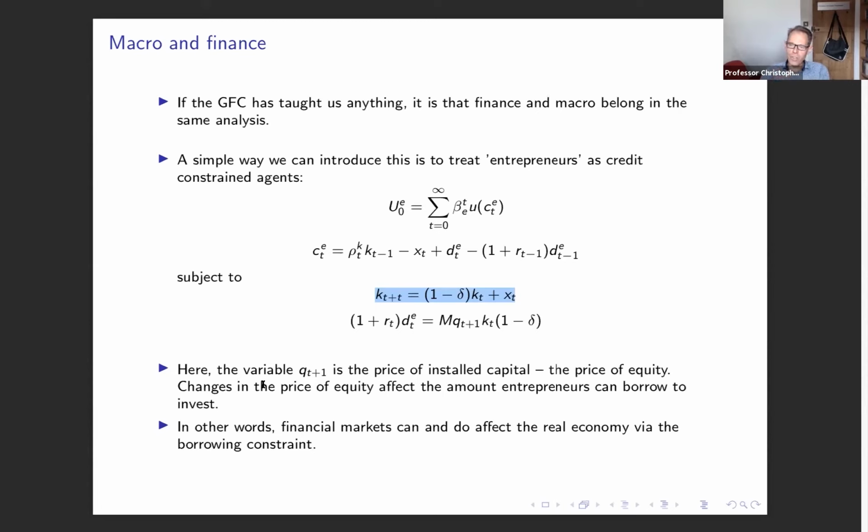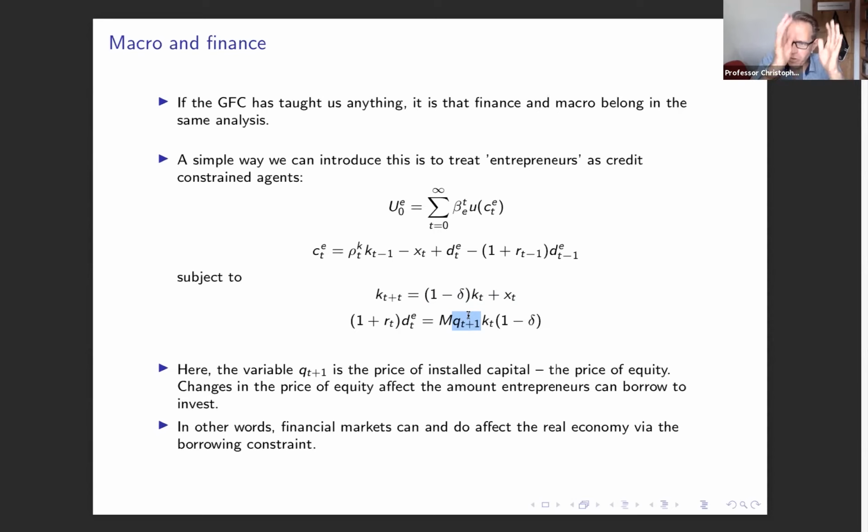So what happened in the financial crisis? We have what happens in any market economy when there's a fall in share prices. If there's a fall in share prices, what happens then is it would affect Q here, Q_{t+1}. And the fall in share prices affects the entrepreneur's ability to borrow in order to invest, right?